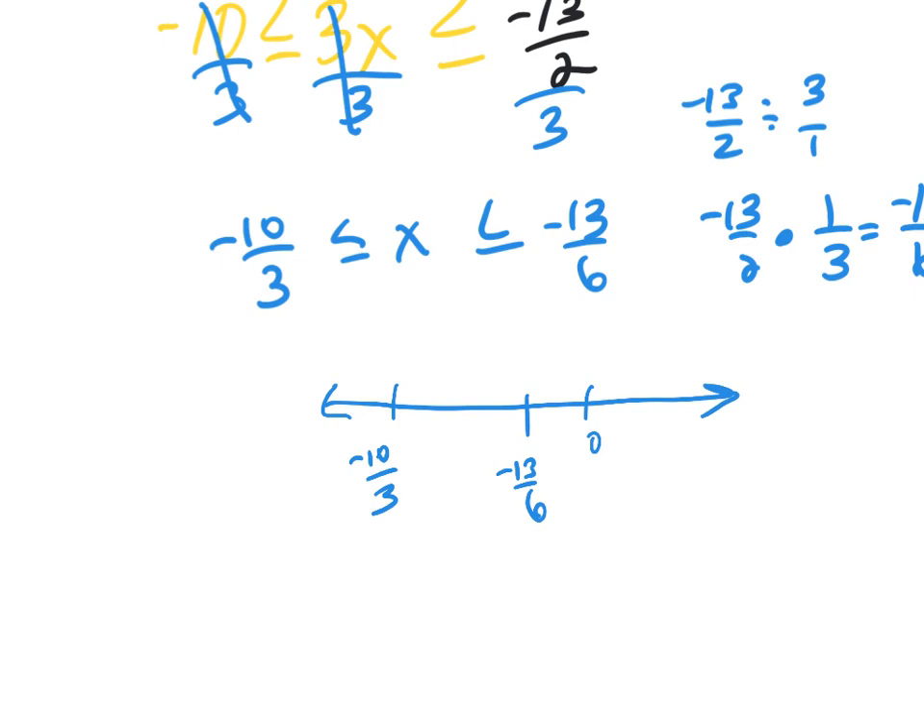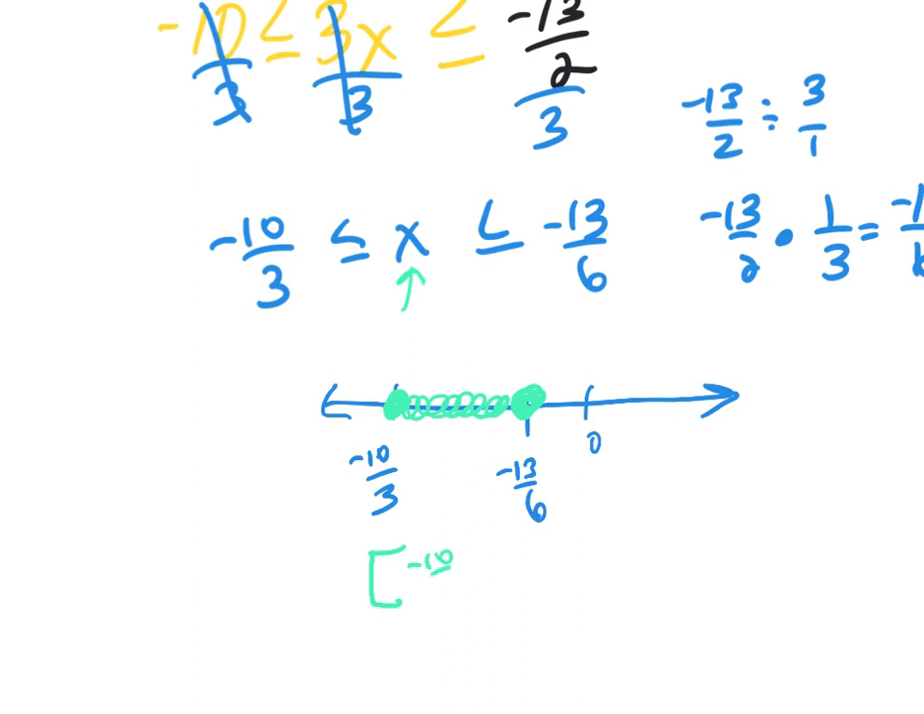What kind of notation do I have at those 2 points? Both closed. Perfect. And where is x in regards to negative 10/3 and negative 13 over 6? In the middle. So where are we going to color? In the middle. Perfect. And then what does my notation look like, my interval notation?